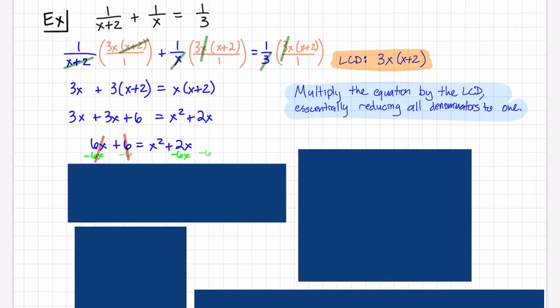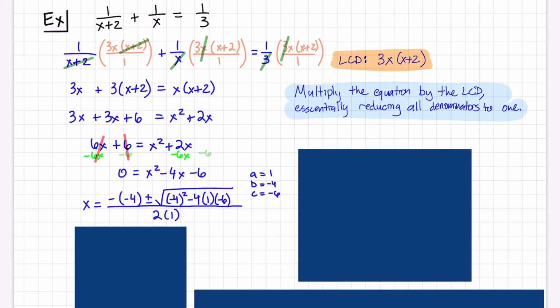Then I recognize, okay, now I see the quadratic. So now I need to get everything to the same side and set it equal to 0 so I can find these roots. So I'm going to subtract 6x from both sides and subtract the 6 from both sides. When I do, I end up with x squared minus 4x minus 6. And then I can use the quadratic formula and do my substitutions.